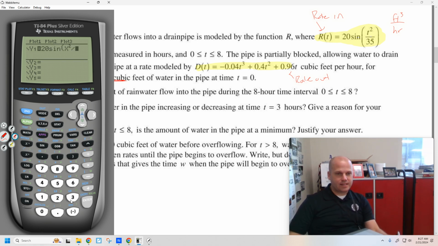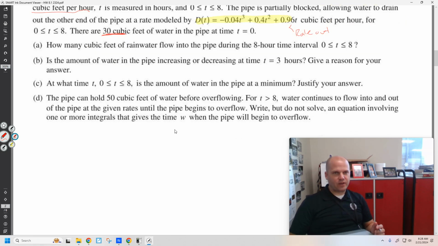Here is my rate in. Here is my rate out. Oh, classic. Cool. I'm not graphing anything yet.